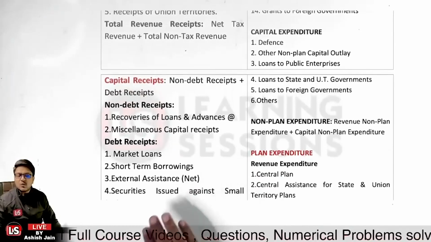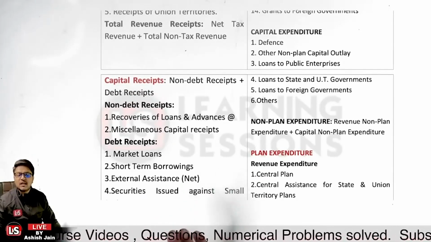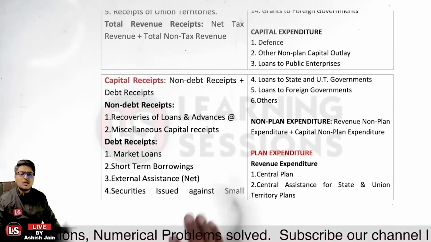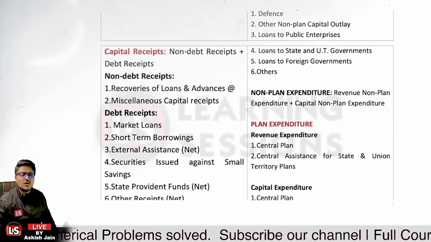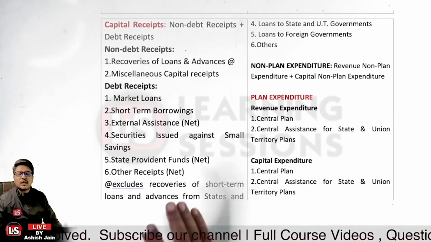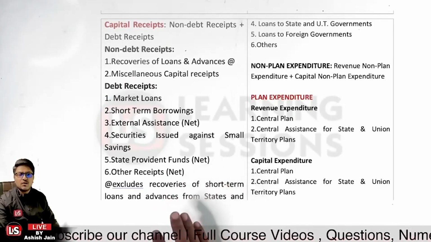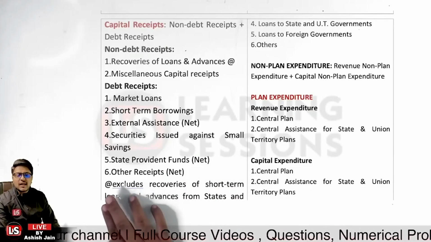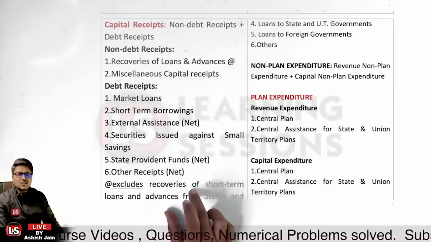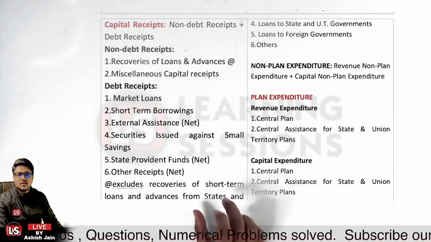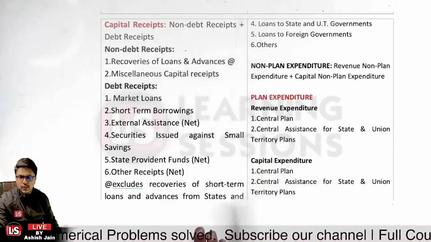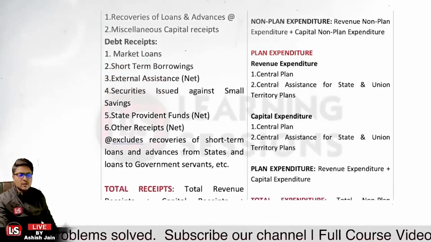Then it is related to the debt receipts. So it may be the case that the government has borrowed from the market, or short-term borrowings may be there. It may be the case that the government has borrowed external assistance, or securities issued against small savings or state provident funds may be there. Other receipts can be there. So it is all related to what? That is all related to the debt receipts. We have mentioned the sign over here, that is related to excluding the recovery from the short-term loans and advances from the state itself. In this particular case, the recovery from short-term loans and advances is to be excluded. Is that particular part clear over here?